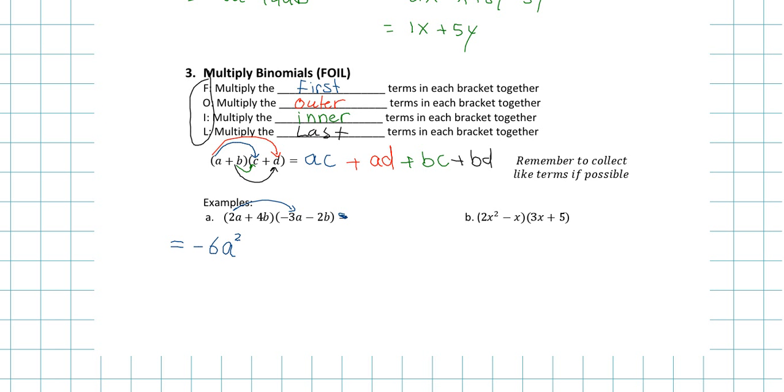Now I'm going to look at the middle term. So my inner, 4 times negative 3a. So that's negative 12ab. Doesn't matter if I write ba or ab. It doesn't. Right? 2 times 3 or 3 times 2, same thing. 5 times 2, 2 times 5, same thing. So ab, ba, same thing. And then I'm going to have to multiply the 4b by the negative 2b, which is negative 8b squared.